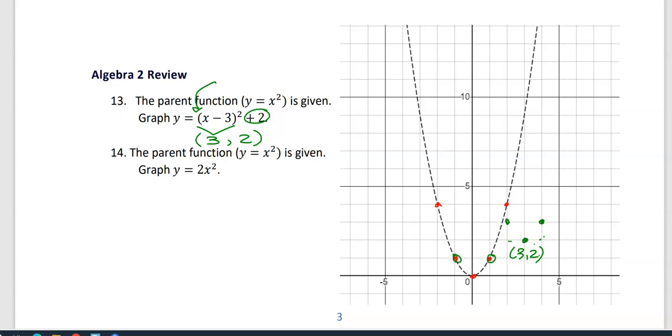And then if I count right 2, up 4, that's this point. Counting right 2 is doing 2 squares, so my answer should increase by 4. So I go 2 to the right of the vertex 3, 2, and up 4. That would be this point here at 5, 6. Same thing if I go left 2, up 4, I would be at 1, 6. This would be the graph for problem number 13.